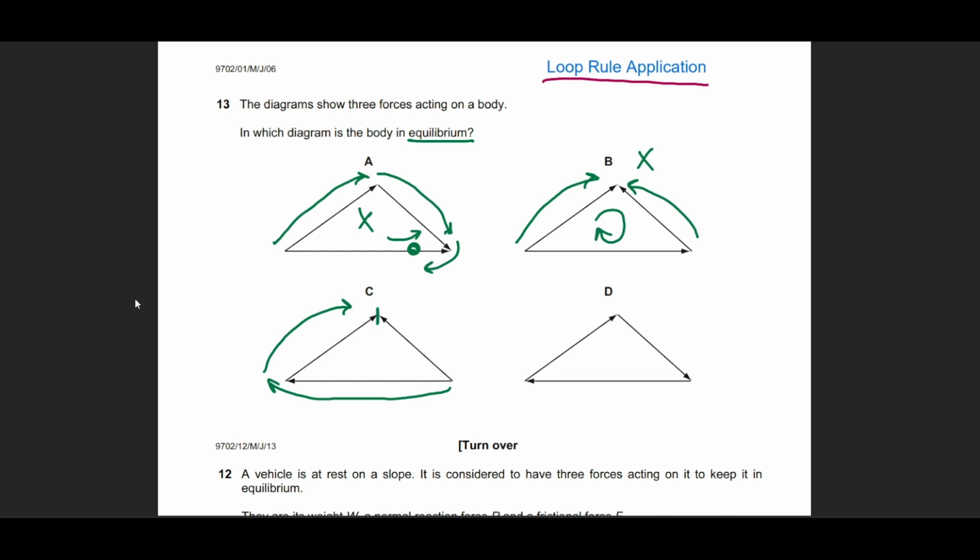But when I encounter this point, I realize that this vector wants to go towards this side, but this vector is trying to go towards this side. So again, the loop rule in this situation also fails. So option C is not the right answer.